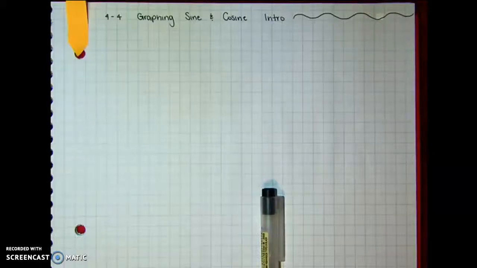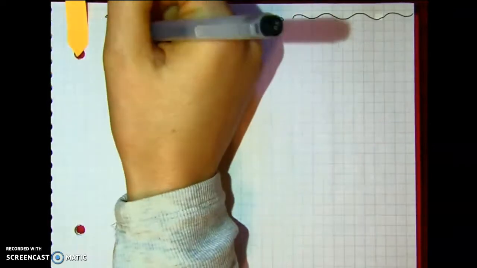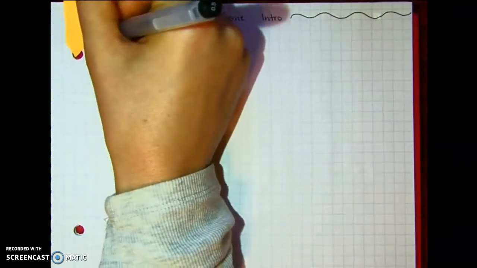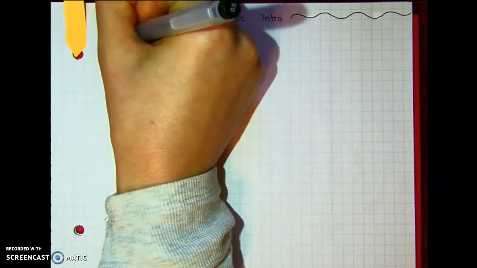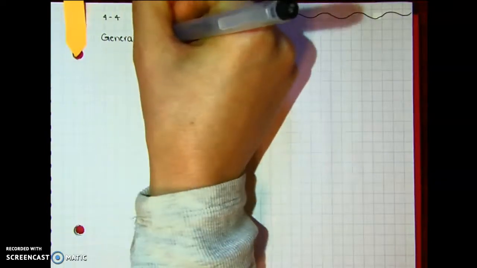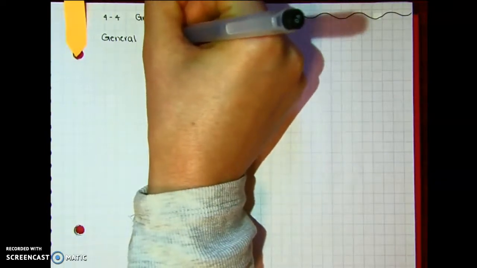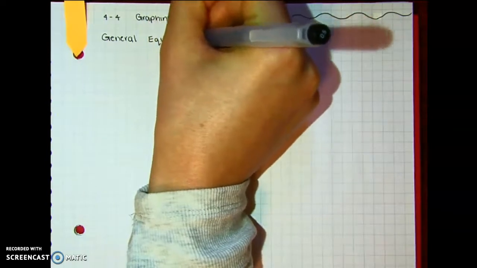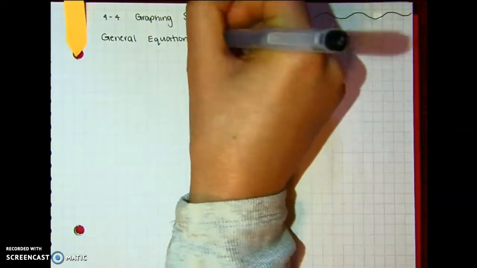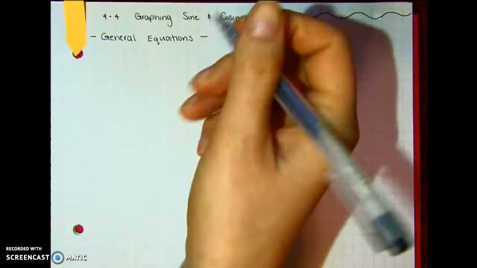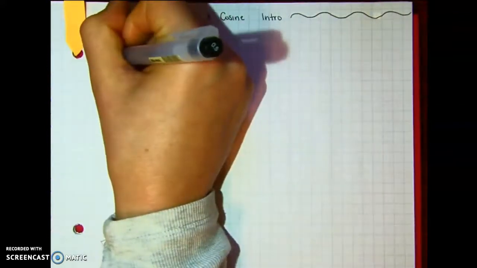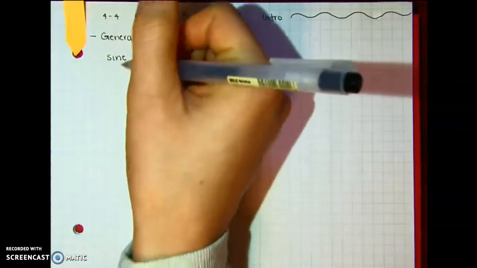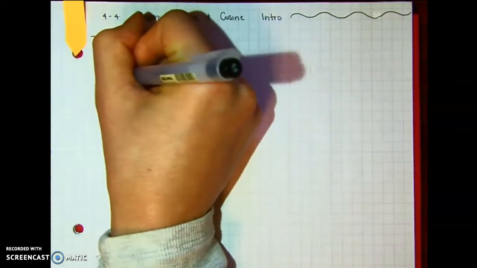Hello, pre-calculus. Today we are going to be starting section 4.4, graphing sine and cosine, and today's going to be the intro. So we need to look at the generalized equations for sine and cosine. Just like any function, there's a generalized equation, and we're going to have one for sine and one for cosine, and they are super similar, which is kind of nice.